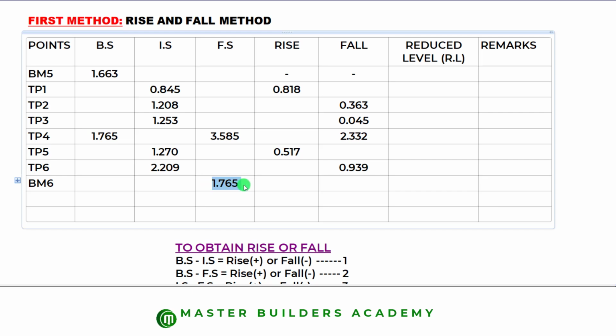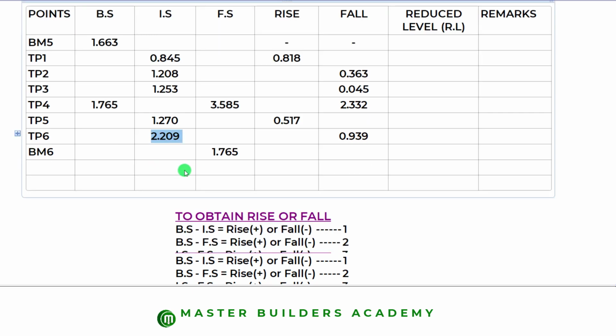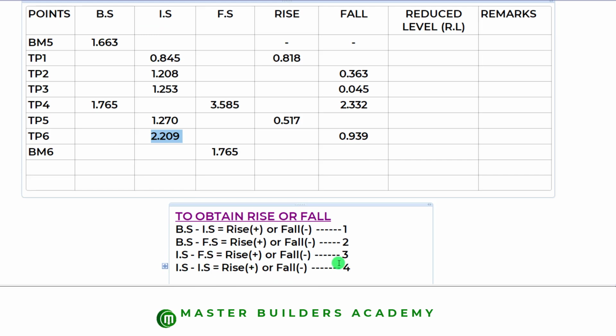Then finally, at BM6, we have foresight, right? Yes, at BM6, we have foresight. And then at TP6, we have intersight. So it is possible to remove foresight from intersight like we have in equation 3 here. Are you there? We can remove foresight from intersight.